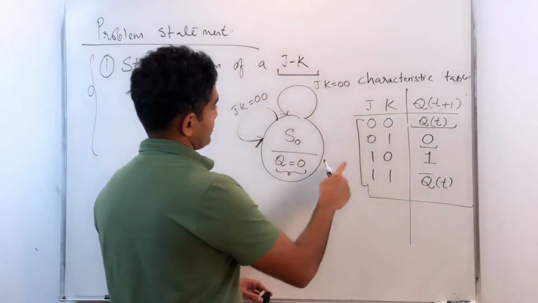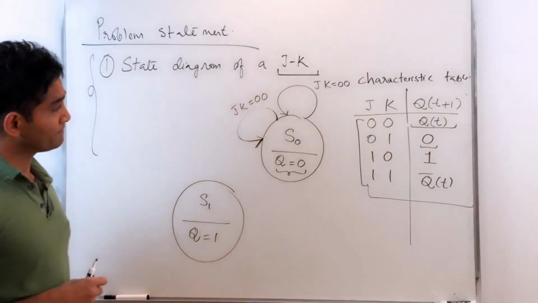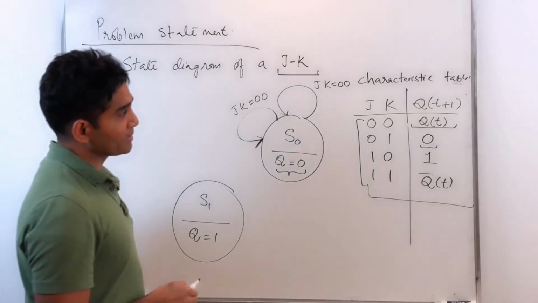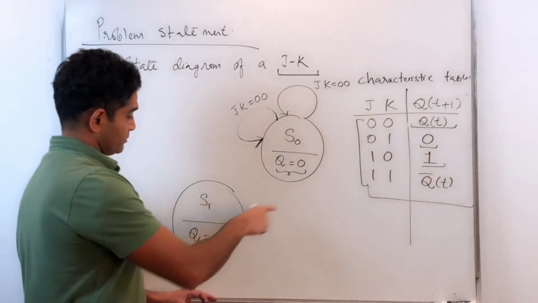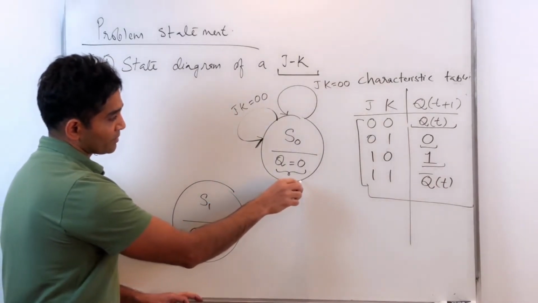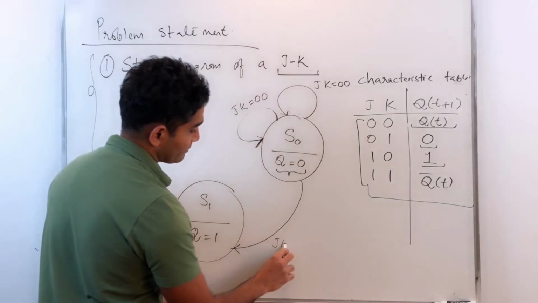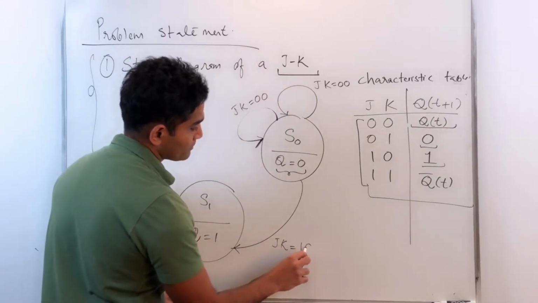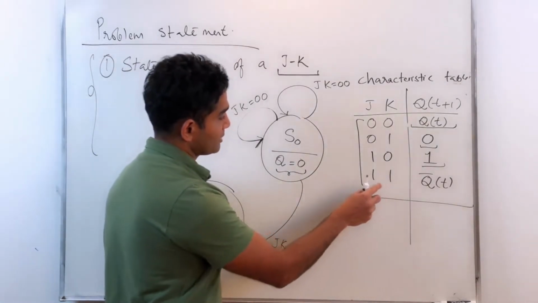All right. I'm in S0 state, 1, 0 occurs on my J and K. My future output will be 1, which is basically S1 state. So I need to transition to this state with the input JK equal to 1, 0. Okay. And the final input is 1, 1, right?